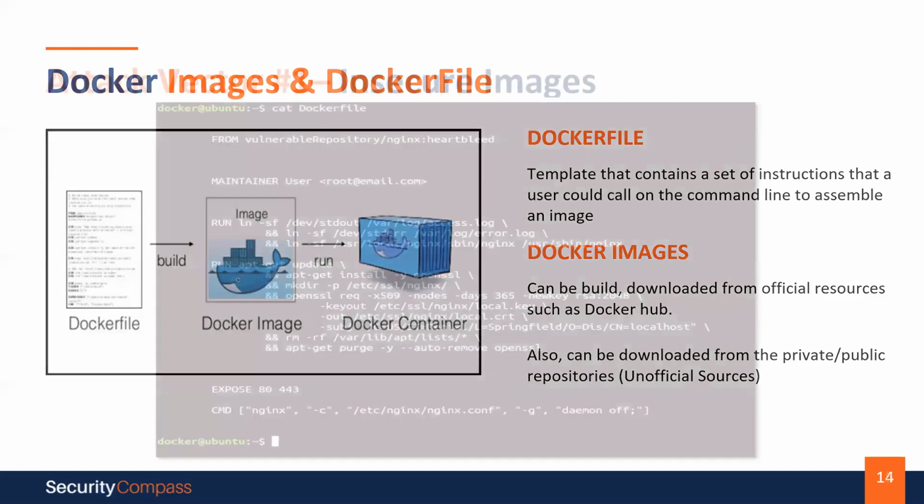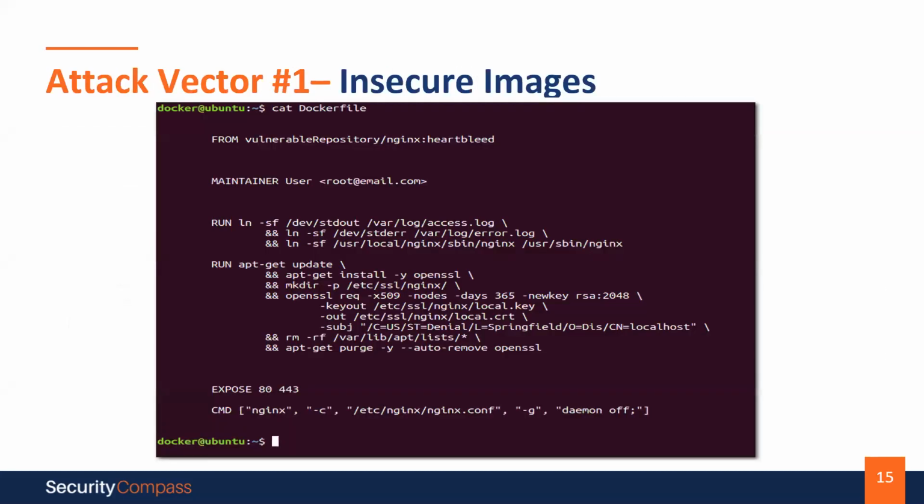So let us get started with our first demonstration, which is related to insecure images. Here you can see an image of a Dockerfile, which we have discussed earlier. This Dockerfile contains some commands. The first command says, download this base operating system image from this particular repository. So the first thing to notice here is that you never know whether this repository is an official source to download the image from or not, unless you manually go and check it.